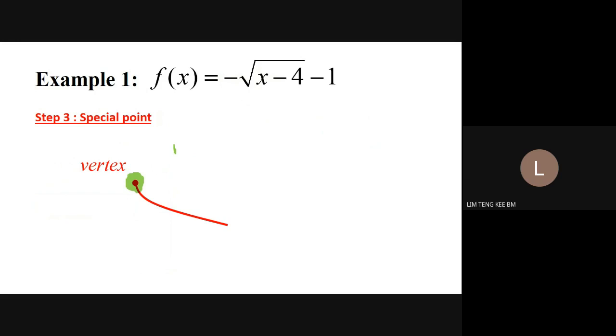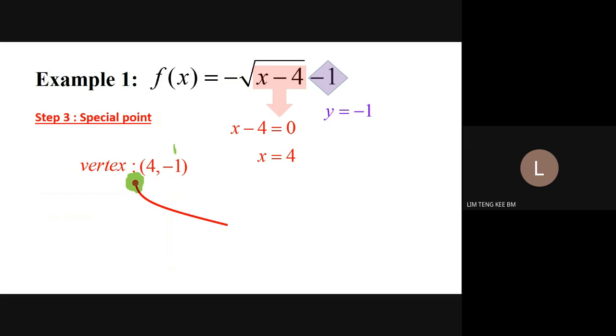And how we get the vertex is that for the x coordinate, we base on x minus 4 equal to 0. So we have x equals 4. Then the corresponding y coordinate is just the -1, the constant behind there. So we have y equals -1. And therefore, I have the vertex as (4, -1) as the coordinate.